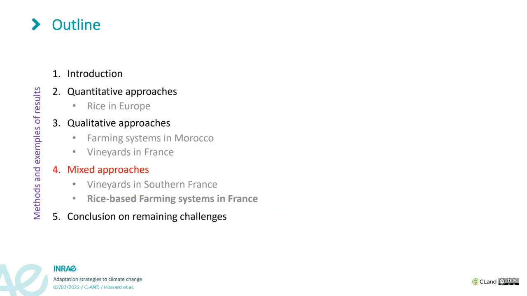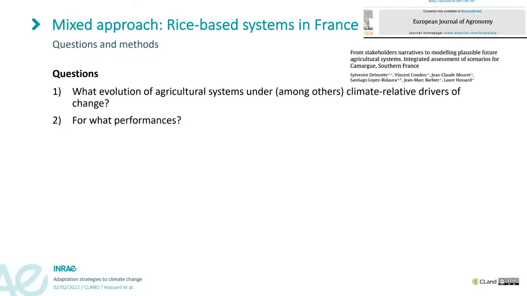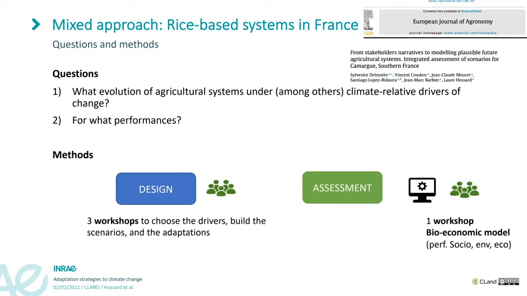Then the last example, on rice-based farming systems, a paper we did with French colleagues in Camargue, so in one of the two regions I was presenting at the beginning of my presentation. And here the questions are quite the same as for the Moroccan case study: what evolution of agricultural systems for what performances. But we used different types of methods. For design, we used only participatory approaches with 3 workshops to choose the drivers, like before, to build the scenarios, like before, and to design the adaptations.